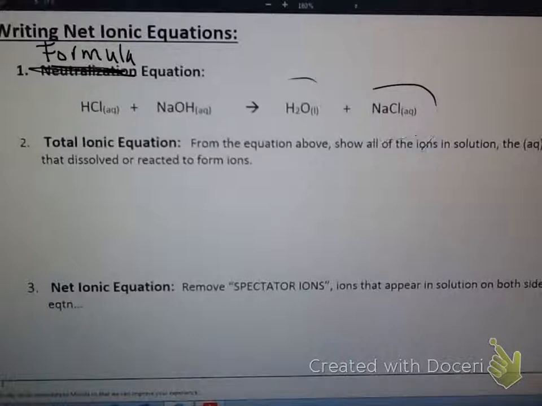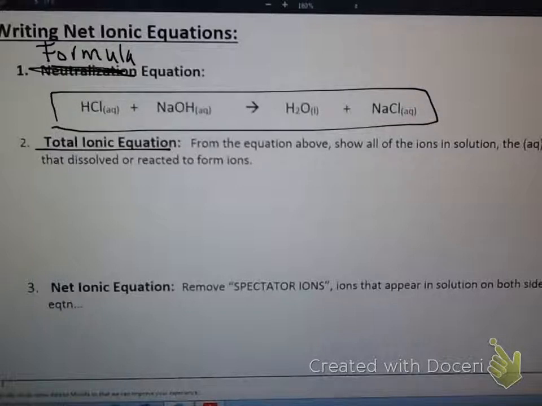Well, the way I'm going to figure this out is by using this method to solve for my net ionic equation, what's really going on. The first thing we're going to do is write the total ionic equation. Instead of the formula equation where everything is nice and pretty, we're going to expand this to show every ion that's dissolved in water above.